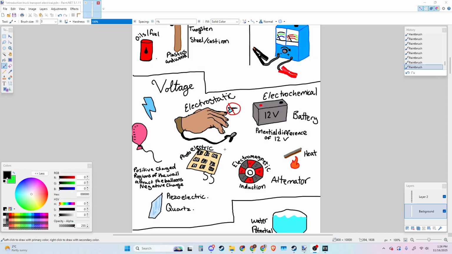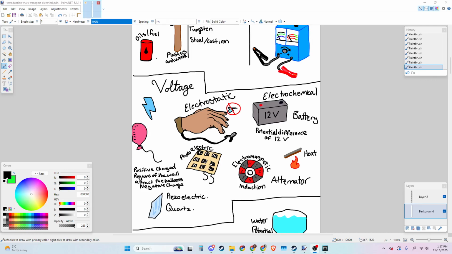Sometimes you'll have other references. Instead of saying voltage, they'll call it something like electromotive force. Too fancy for what we're dealing with. We could just call it voltage, call it potential difference. Doesn't really matter. There are many sources of voltage.